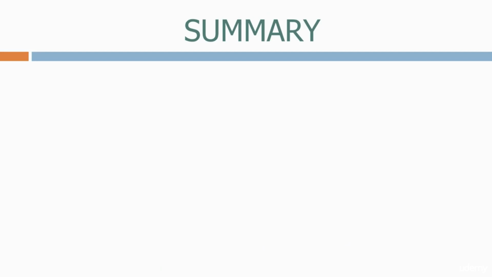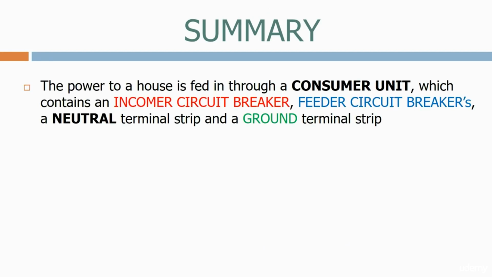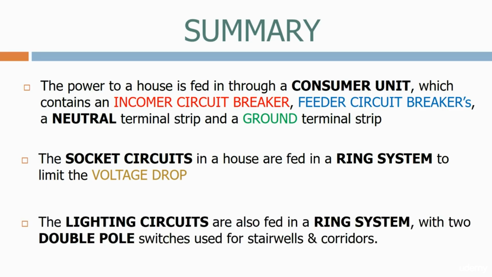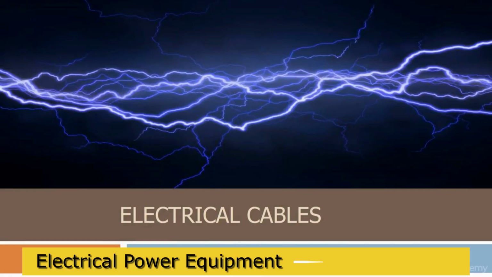Let's now summarise what we've learned today. The power to a house is fed in through a consumer unit, which contains an incomer circuit breaker, feeder circuit breakers, a neutral terminal strip, and a ground terminal strip. The socket circuits in a house are fed in a ring system to limit the voltage drop. The lighting circuits are also fed in a ring system, with two double pole switches used.